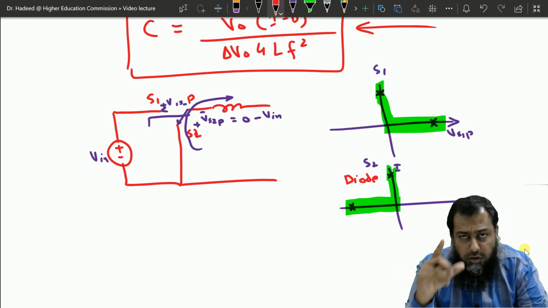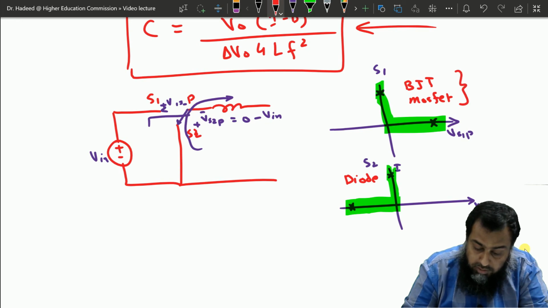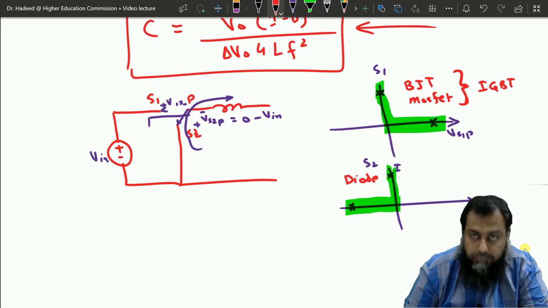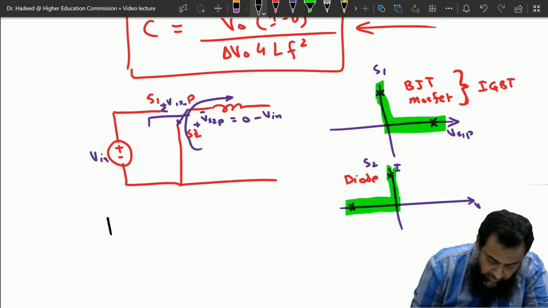So the diode is the only viable choice here, because it reduces the amount of control time required. The second one here can be either a BJT or a MOSFET, or we can use the combination, which is a hybrid form of the BJT and a MOSFET, known as the IGBT. So with this in mind, the final circuit comes out to be this one.